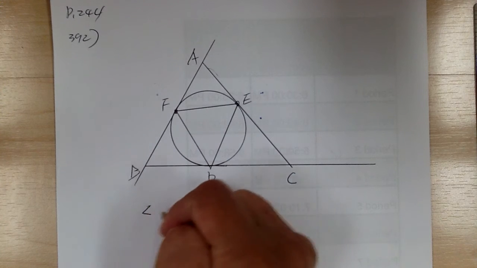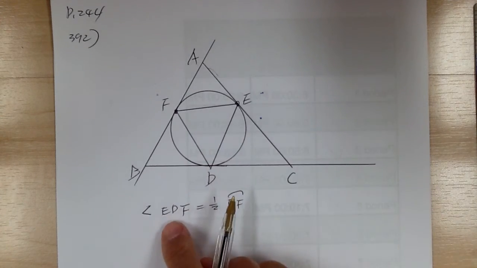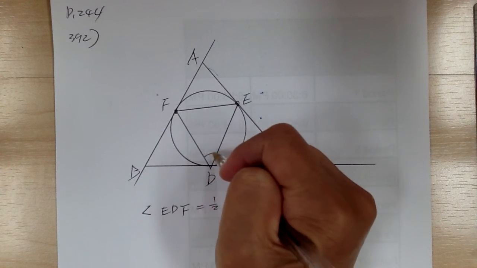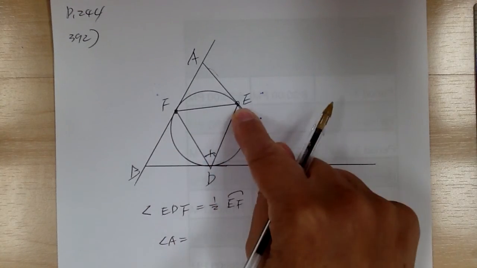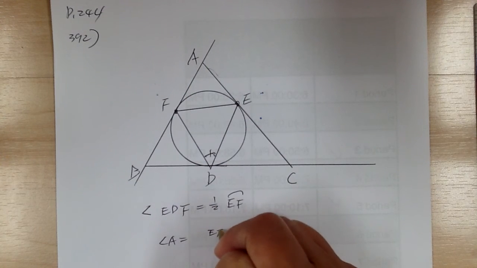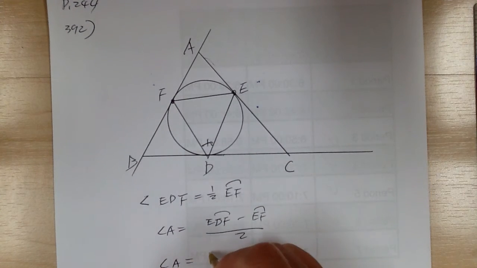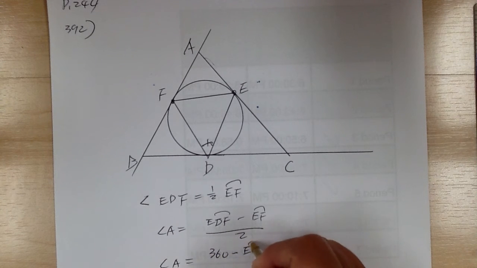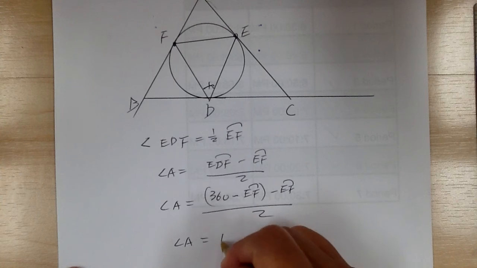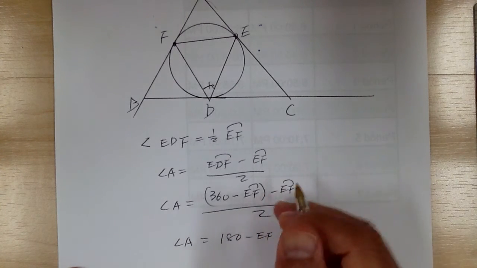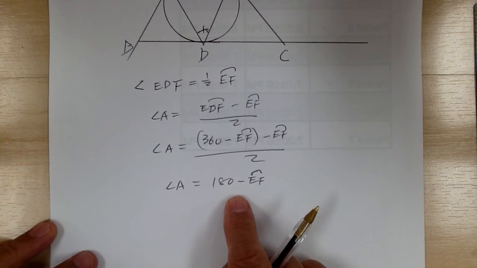Okay, so angle EDF equals 1/2 of the arc EF. So EDF, this angle right over here, is 1/2 the arc, and angle A would be the big arc minus arc EF, divided by 2. So angle A equals 360 minus EF over 2. You simplify, so angle A will equal 180 minus EF.